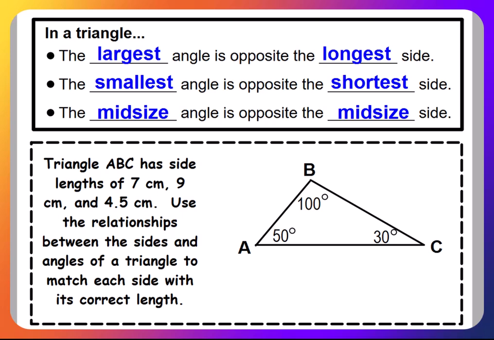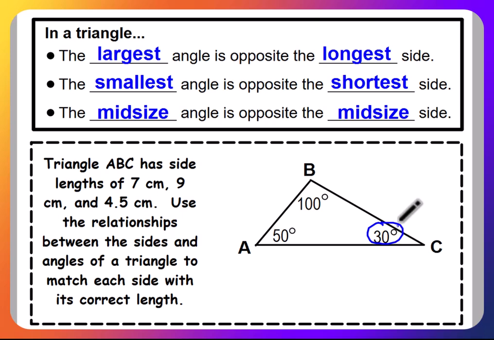Okay, the first one says that triangle ABC has side lengths of 7 centimeters, 9 centimeters, and 4.5 centimeters. We're going to use the relationships between the sides and the angles of a triangle to match each side with its correct length. Okay, so we know the angle measures, and we know small is opposite small, large is opposite large, medium is opposite medium. So I'm going to start with the small. You can start whichever one you want. I'm going to start with the smallest angle, 30 degrees.